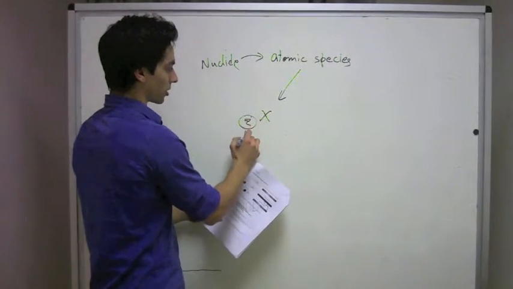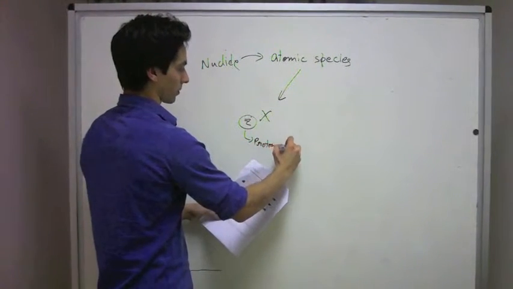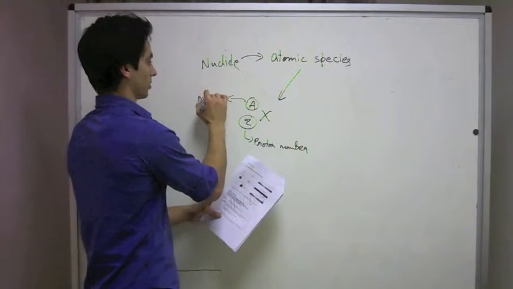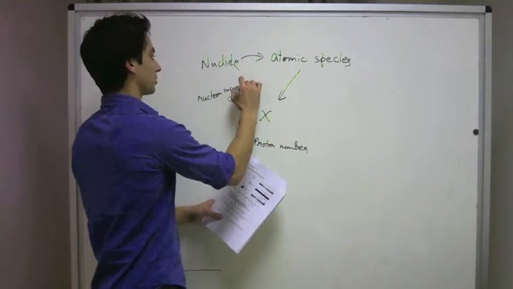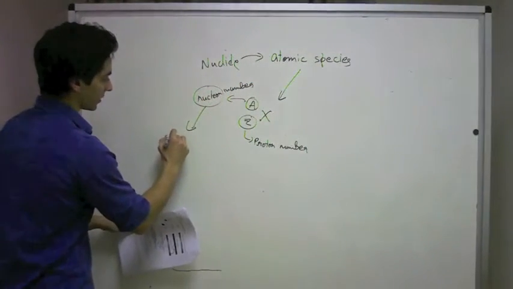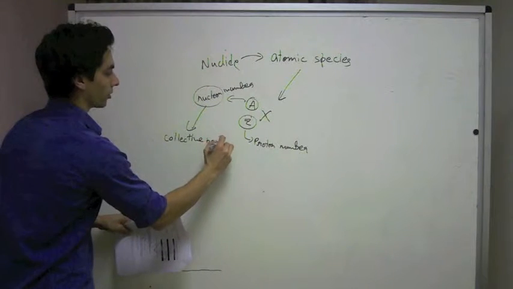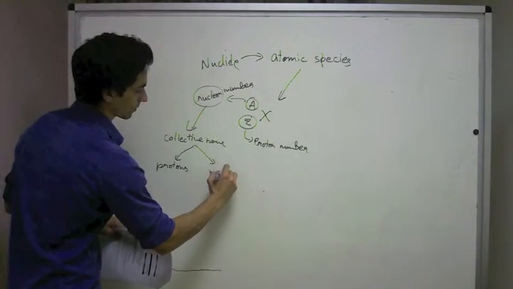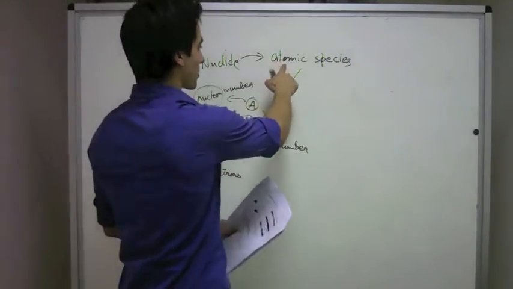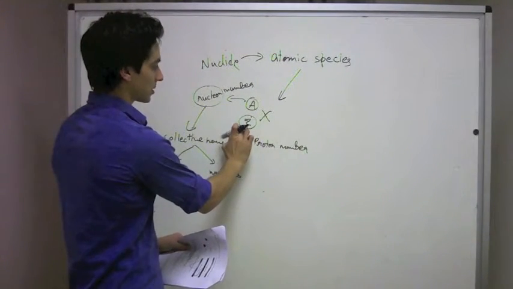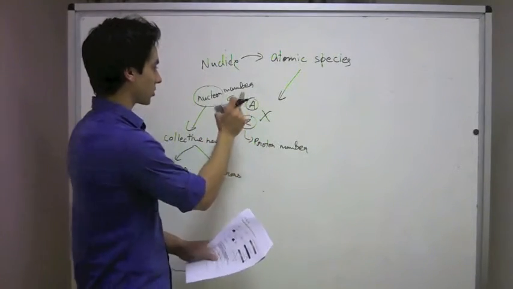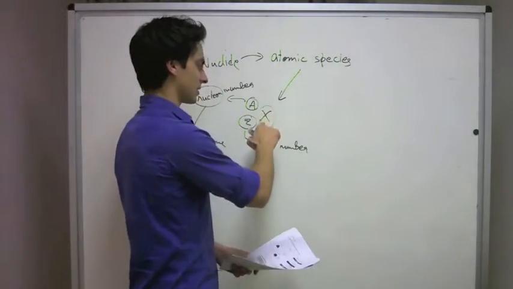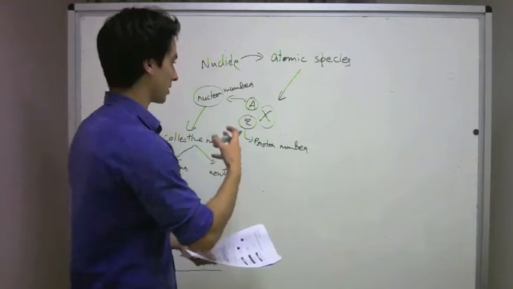Okay? This here is its proton number, and its atomic number or its nucleon number. Okay, so this here is the nucleon number. What's a nucleon? A nucleon is a collective name for protons and neutrons. So a nuclide is an atomic species which can be represented by its proton number, which is the number of protons, and the nucleon number, which is the collective name for protons and neutrons. And X here is basically telling you what element this species is.